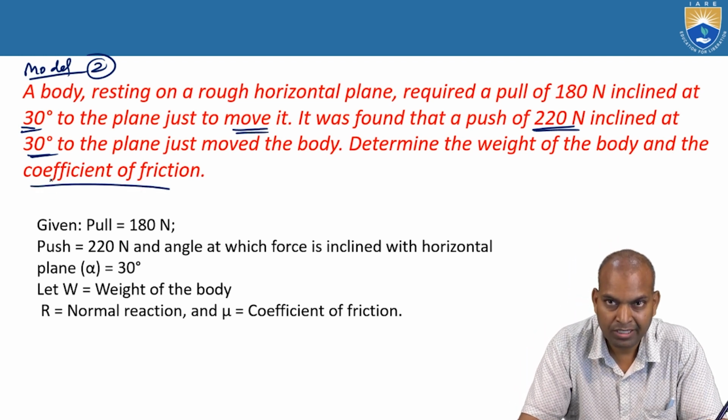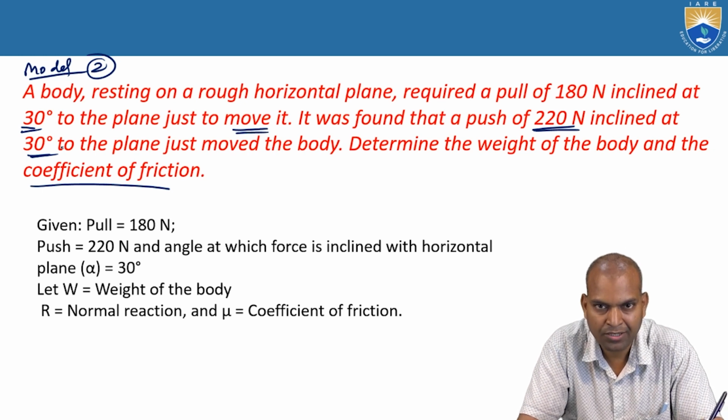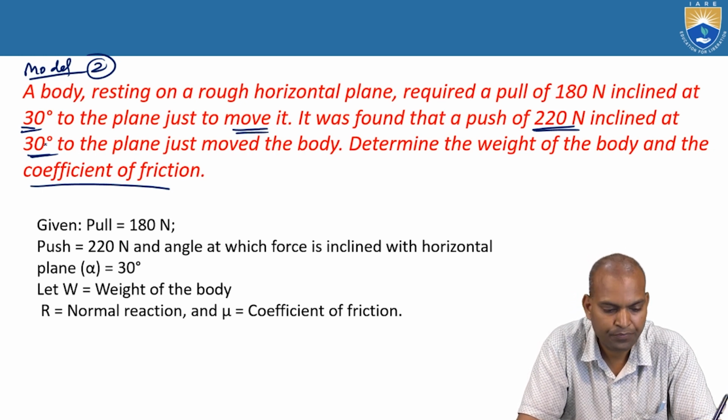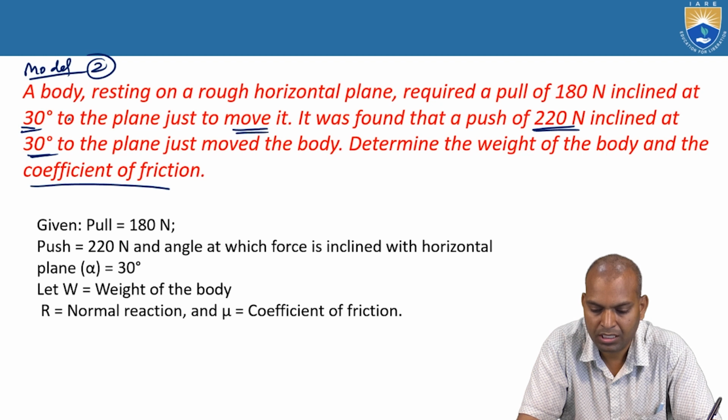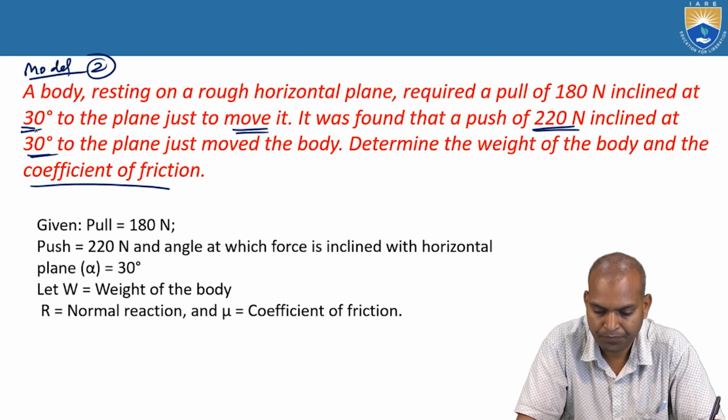Once again, please read here. You have to read two or three times, then you can understand what to do and how to solve. A body resting on a horizontal plane required a pull of 180 newtons inclined at an angle of 30 degrees.